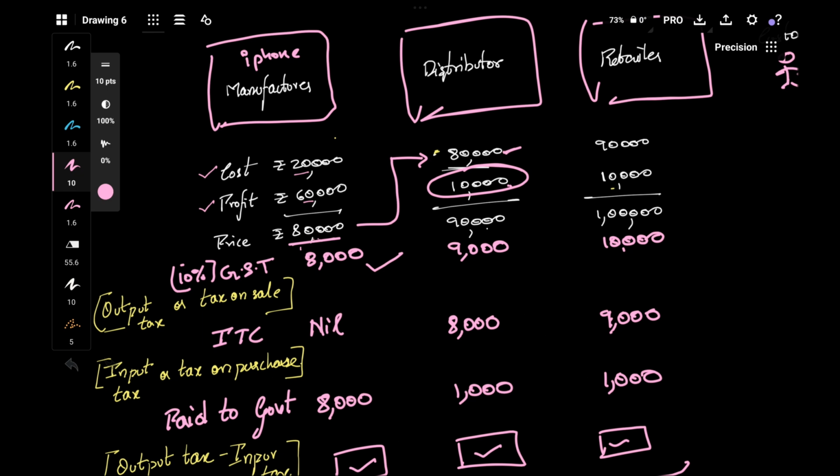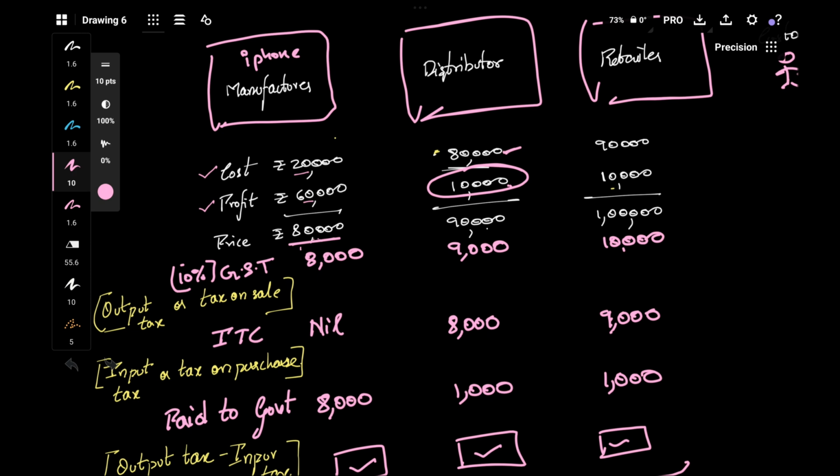So now the distributor's cost should be 88,000, not 80,000. It has to be 88,000, but here the distributor is taking only 80,000. Why is this? Why isn't he adding the tax of 8,000 in the distributor's cost?